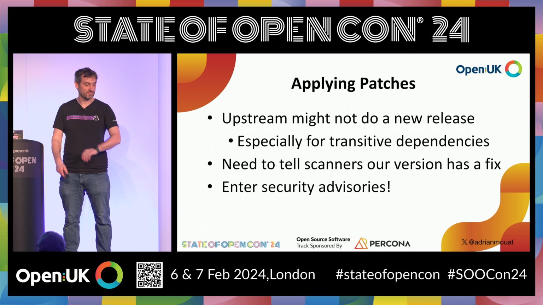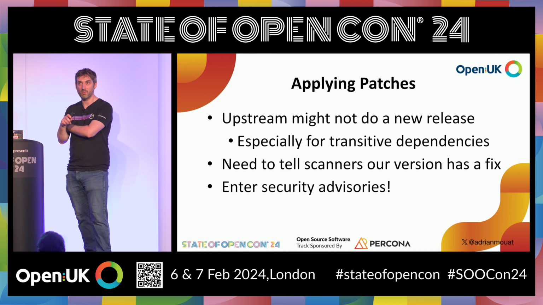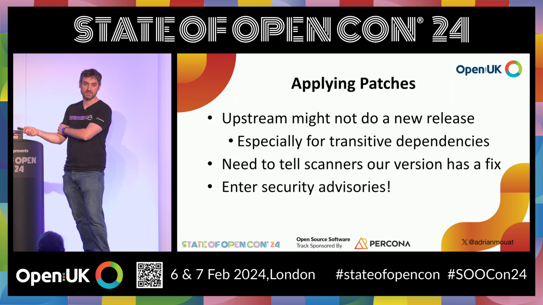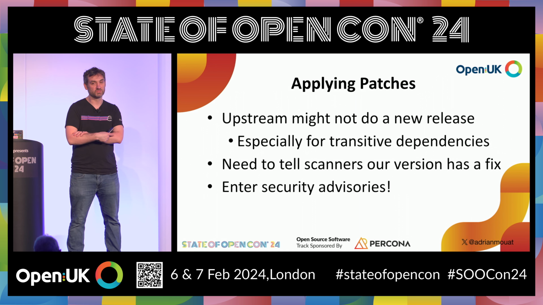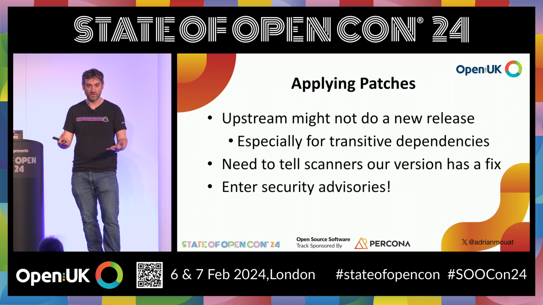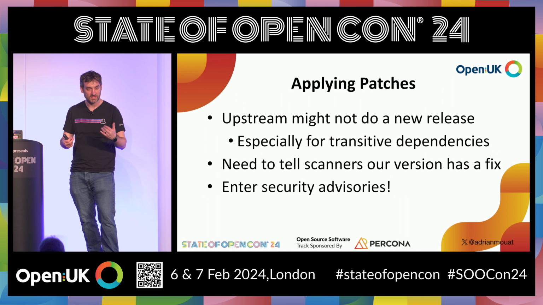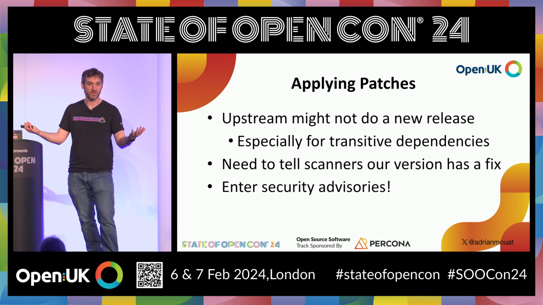We also sometimes have to apply patches. Sometimes upstream might not do a new release just because there's been some change or some CVEs. A typical case where that might happen is if it's not in the source code of the upstream project, it's in a transitive dependency. So it's in something they depend on and pull in, but it's not in their actual code. So they don't want to do a release because there's nothing new to put in a release.